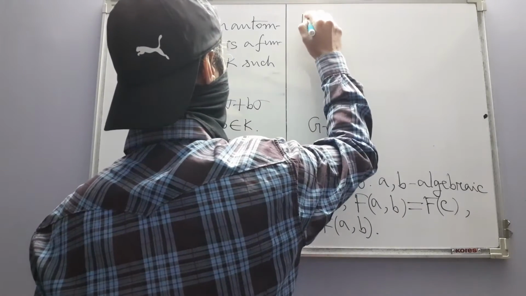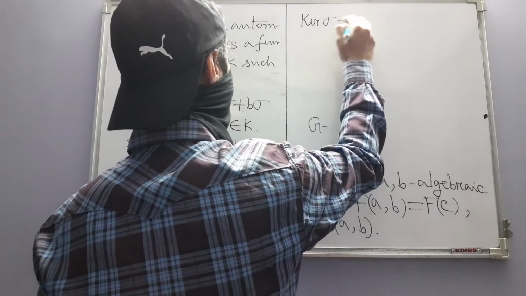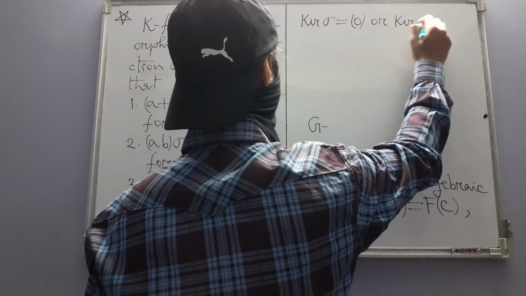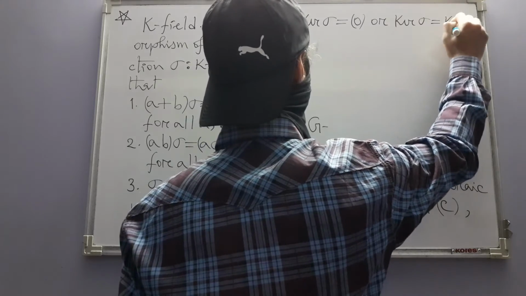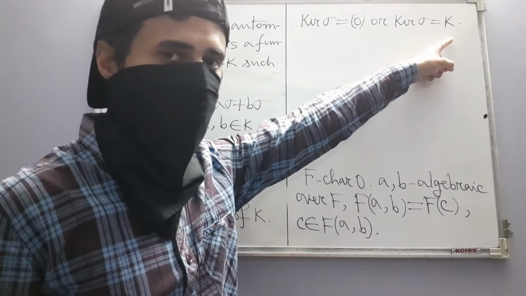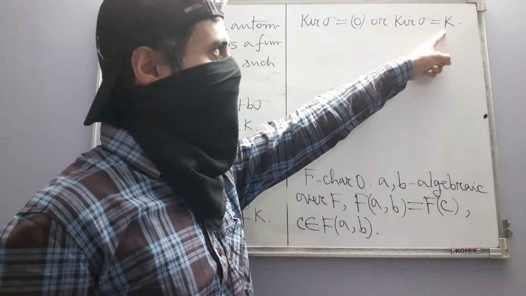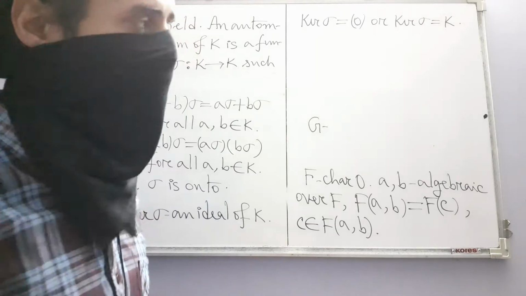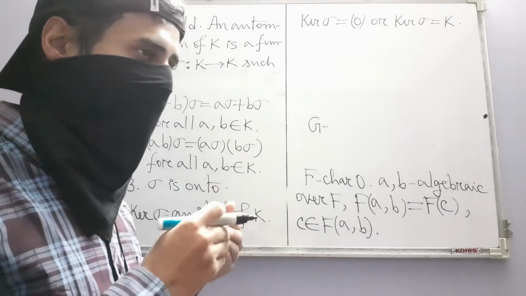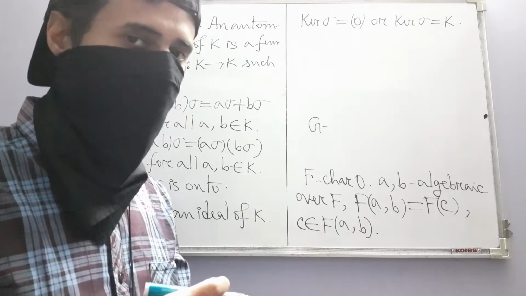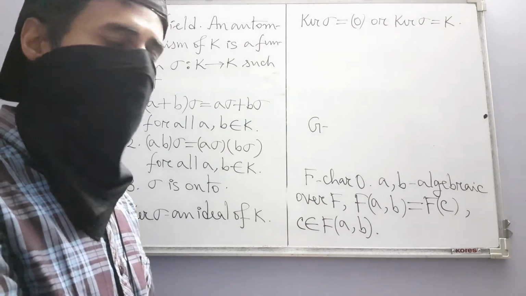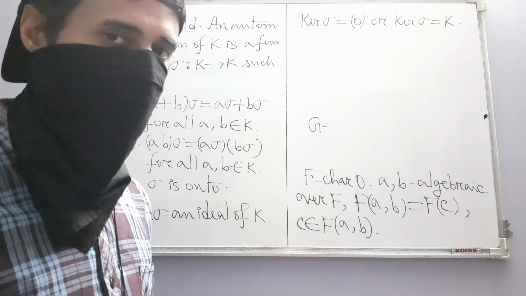So now the kernel is either the zero ideal or the kernel is K. Now, can the kernel be K? What does it mean for the kernel to be K? The kernel consists of those elements in K that are mapped by sigma onto the zero element of K. Or in other words, the kernel is the inverse image of 0 under sigma, sigma inverse 0.